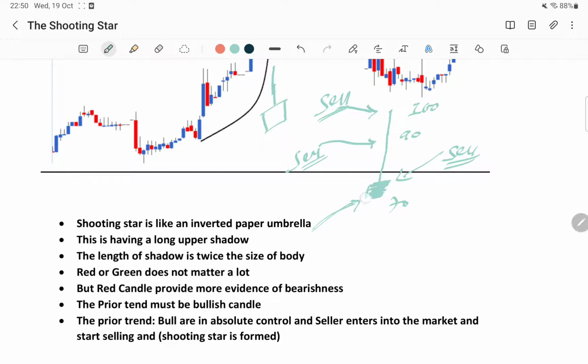Due to that, a lot of fight will happen between the buyers and sellers, but the buyers are not able to take the stock to or above this particular price point. So if these conditions are satisfied, then only a shooting star is formed.